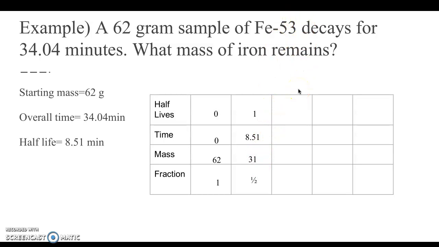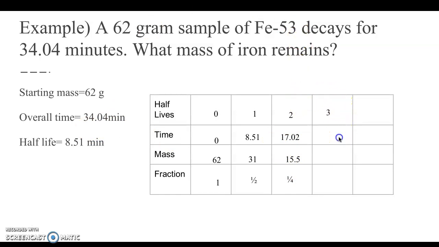We're going to repeat the process, so a second half-life passes. Another 8.51 minutes has passed, so 8.51 plus 8.51 is 17.02 minutes. We now have half of our mass, so 31 divided by 2 is 15.5 grams, and we only have a quarter of our initial substance remaining. But I know I need to keep going because we still haven't reached that 34.04 minutes of time elapsed.